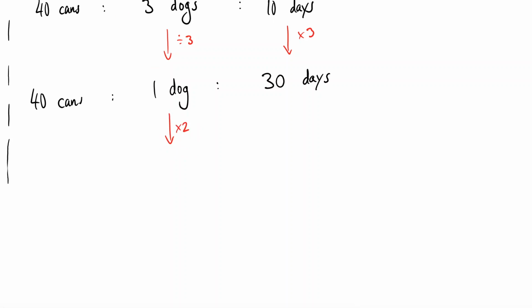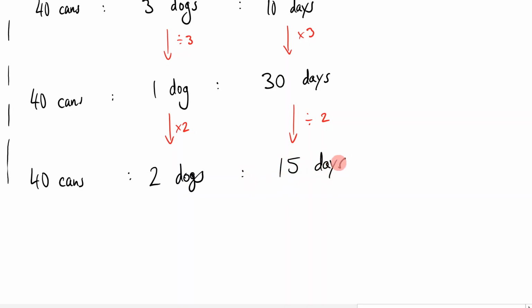So let's now write it out. I'm now going to have 2 dogs. This is going to stay as 40 cans. And remember, if the amount of dogs is increasing, I can feed them for fewer days on the same amount of food. So this has to decrease. Inverse operations. If this is timesing, this has to divide. So I would divide this one by 2. And what's 30 divided by 2? You guessed it, 15 days. And that's what we saw before.